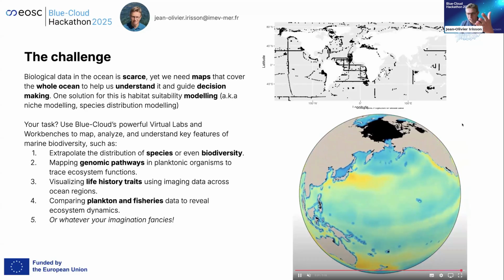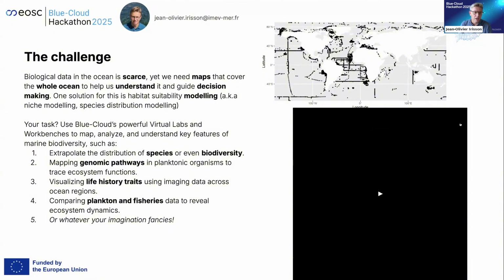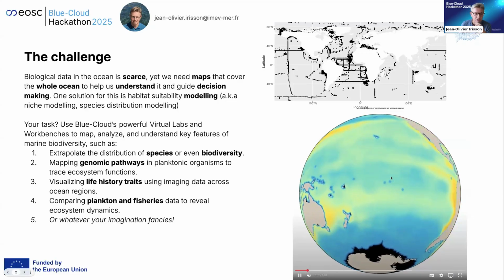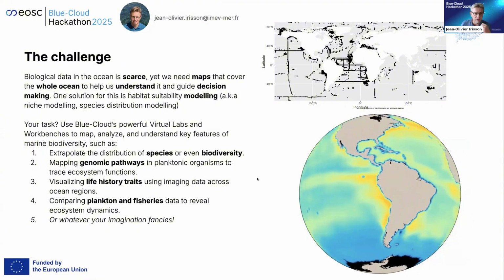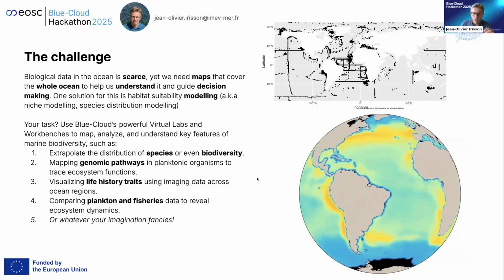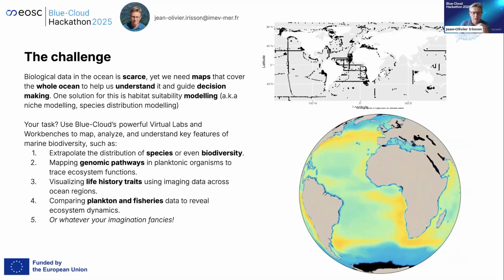One way to go from the first to the last one is habitat suitability modeling, or species distribution modeling, or niche modeling. Those are different terms for somewhat the same thing. So the goal of challenge 1 would typically be to go from scarce observations to global coverage through these types of models. But that can be for different purposes. It could be to extrapolate the distribution of a single species or of biodiversity. The rotating map here is the biodiversity of plankton, for example. But you could also extrapolate functions of ecosystems, so from genes, for example, or even traits like size, at global scale.